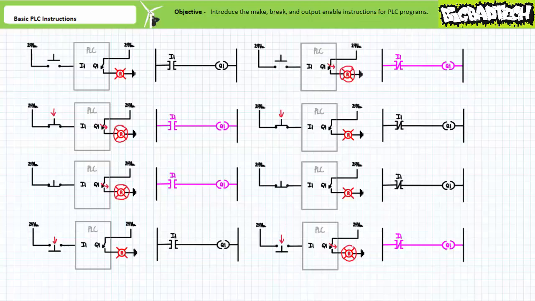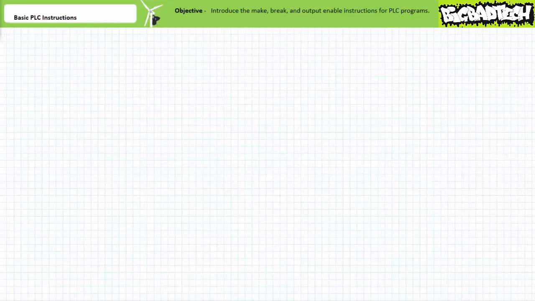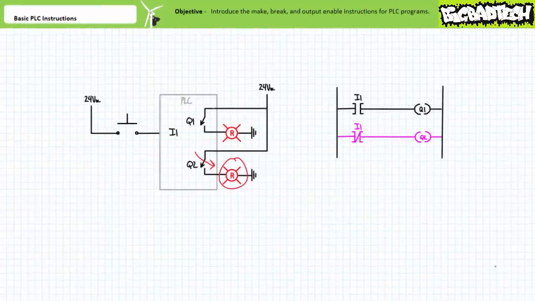Remember these 8 scenarios. Remember this table. Because one day, someone's going to take it away and expect you to know it on a quiz or an exam. Hint, hint. Moving on, let's now put the make, break, and output enable instruction to use in some example PLC programs.